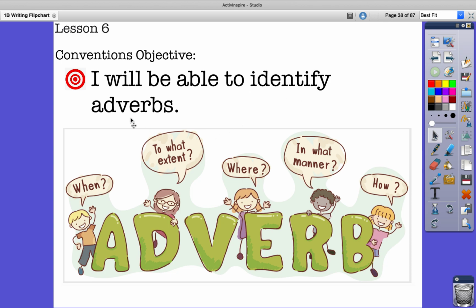So adverbs describe verbs. So they usually answer these questions. When is something done? To what extent is something done? Where did the verb take place? In what manner and how?